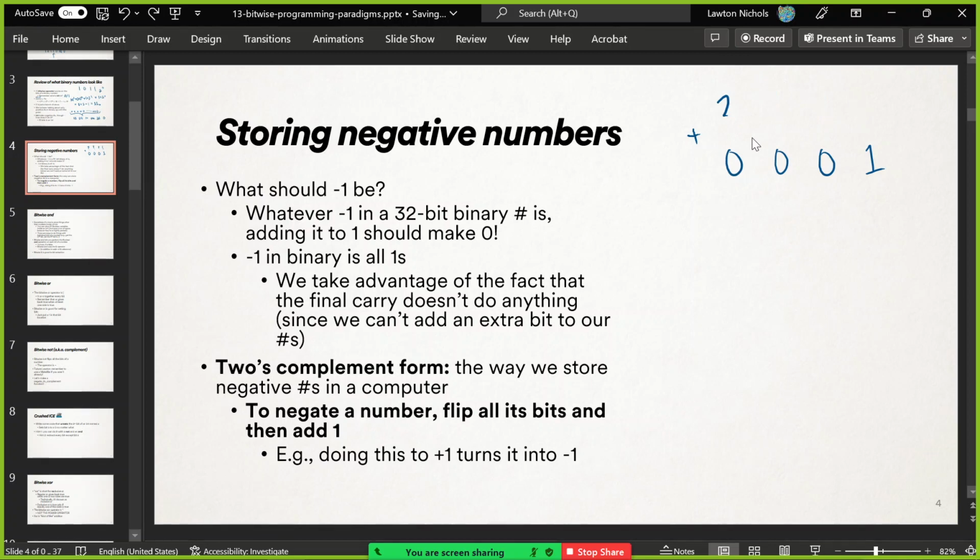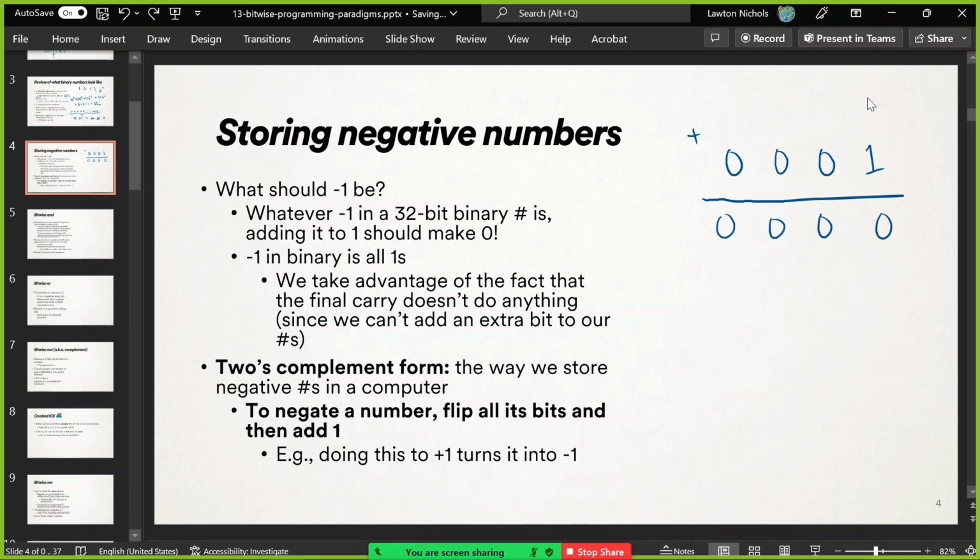And I know what it should be, right? Because if I add in binary land, I should end up with zeros. That's the number 0. So -1 plus 1 should make 0. So if I can figure out what should be up here, I have made -1. Okay? So let's discover what it needs to be.